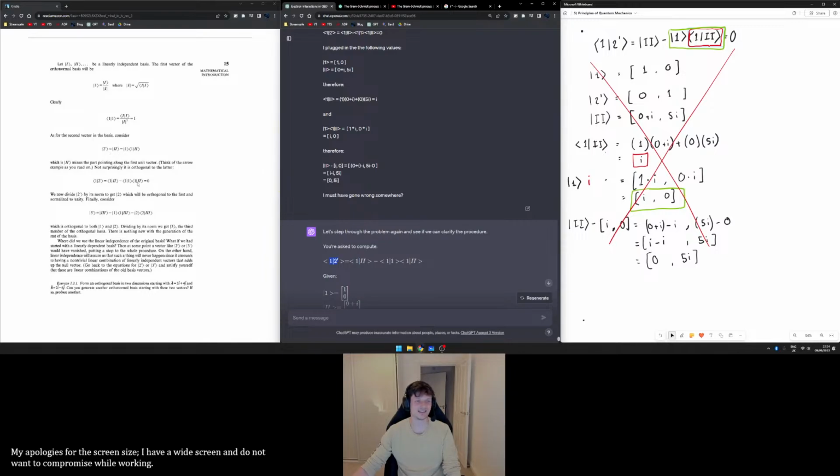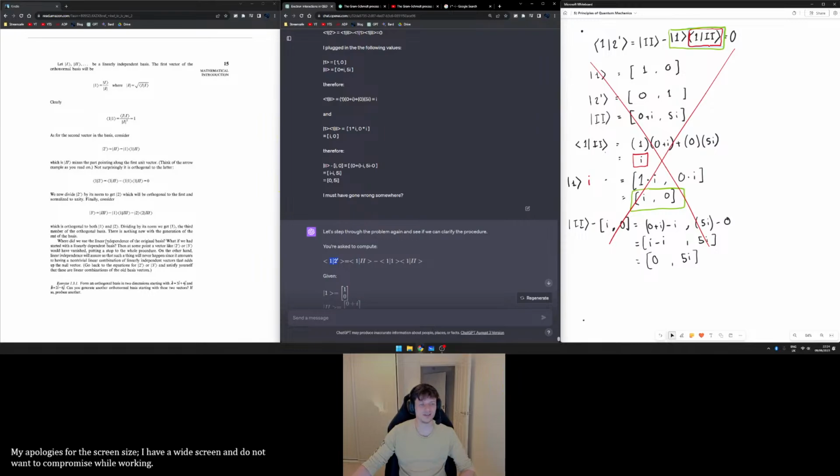So let's imagine we've done it right, which is I minus the part pointing along the first unit vector. Think of the arrow example as you read on. Not surprisingly, it is orthogonal to the latter. We now divide 2 by its norm to get 2, which will be orthogonal to the first and normalized to unity. Finally, consider 3. 3 minus 1, 1, 3, minus 2, 2, 3, which is orthogonal to both 1 and 2. Dividing by its norm, we get 3, the third member of the orthogonal basis. There is nothing new with the generation of the rest of the basis.